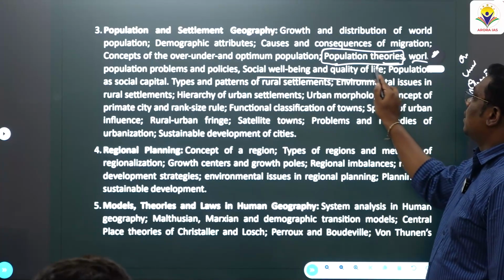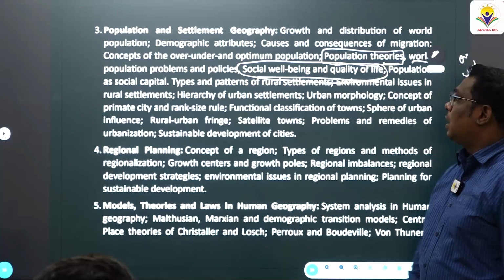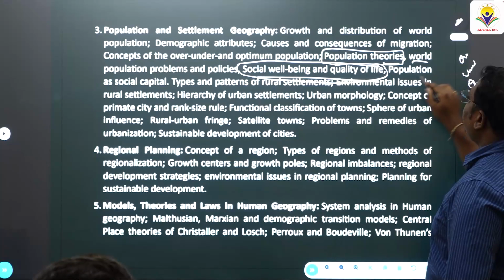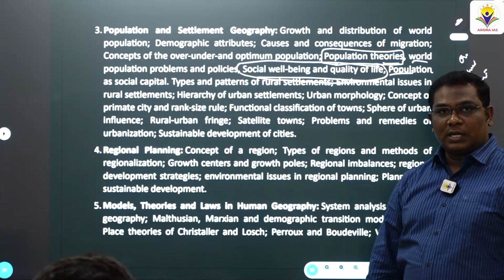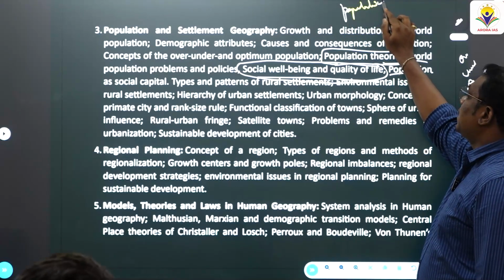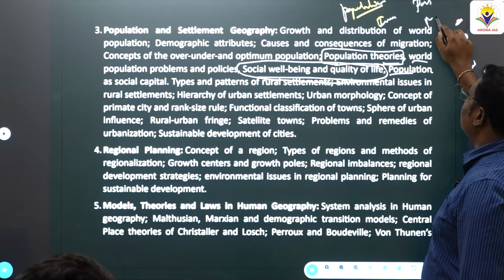Social well-being and quality of life. We will see the Human Development Index of the World Bank, and population as a social capital, population as investment, population as a problem, population as resources.